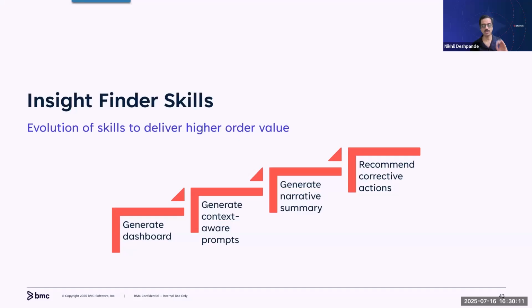No skills required. All you have to do is explain clearly and succinctly what you want. So this is the basic skill: generate a dashboard based on a conversational prompt. As we progress in the future, we'll graduate to higher level skills such as generating context aware prompts. We're already doing this in a limited way, but we'll expand this, how you can use AI to help you generate prompts that you can use to analyze data, generate narrative summaries.